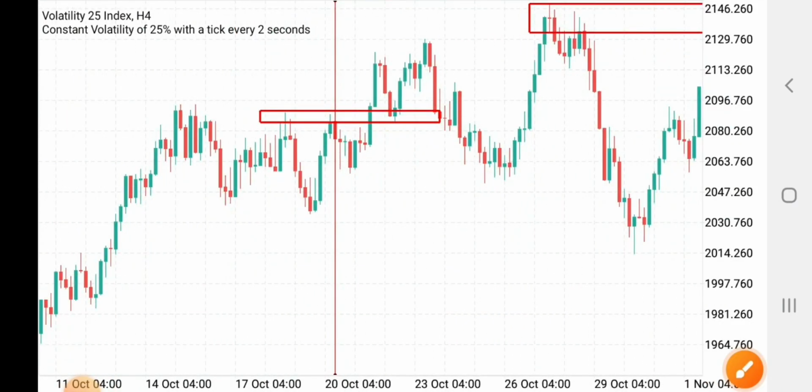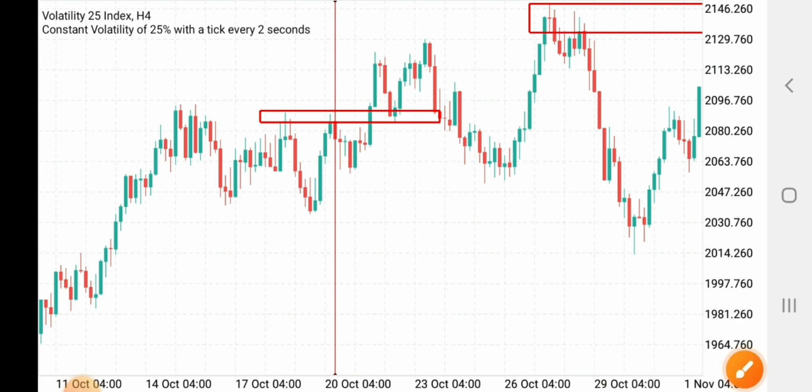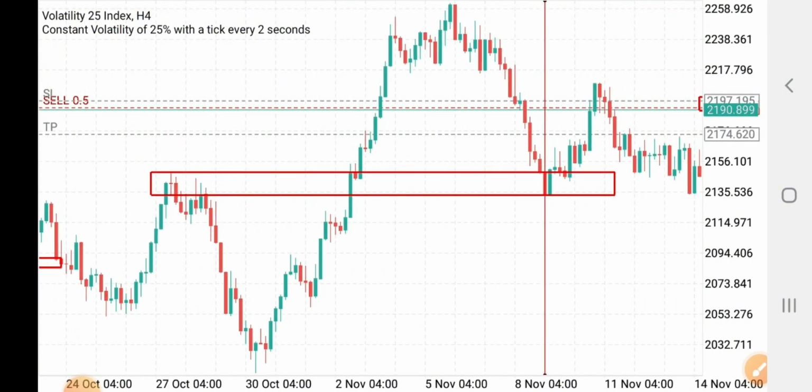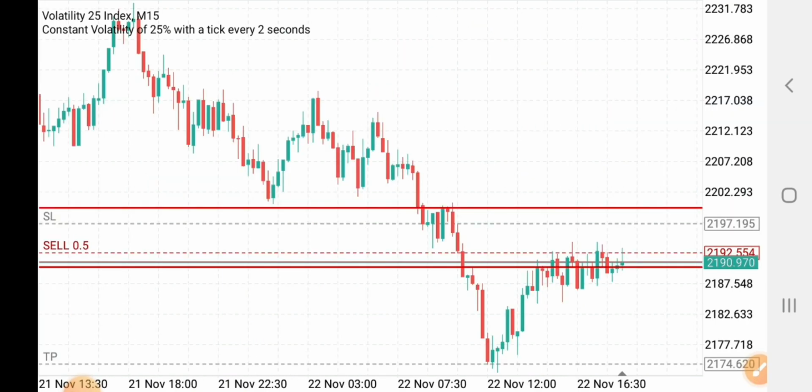Also, we can equally see another zone right here. So this is also a flip zone area. You can see here is an area of resistance turning into support, which is that flip zone we are talking about at this point. Okay, so let me get this line here also. So what we are trying to do is, how do we now make entry after identifying this flip zone on the 4 hour time frame? Let me go down to the 15 minute time frame, which is going to be my entry time frame.